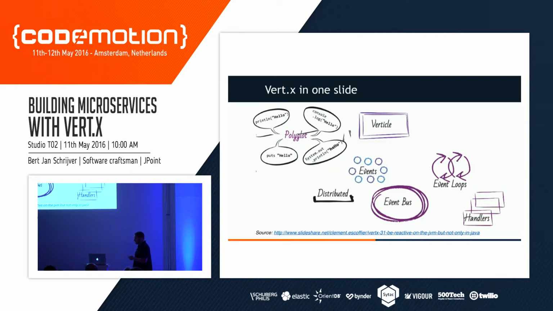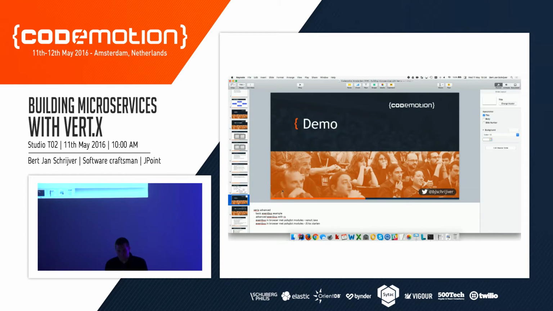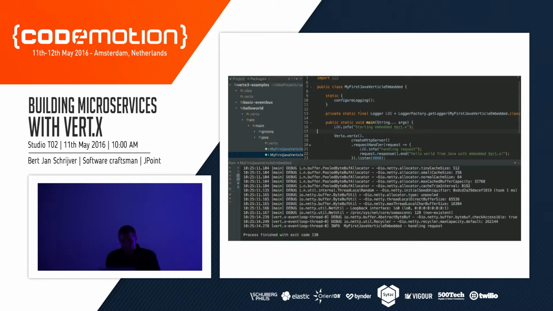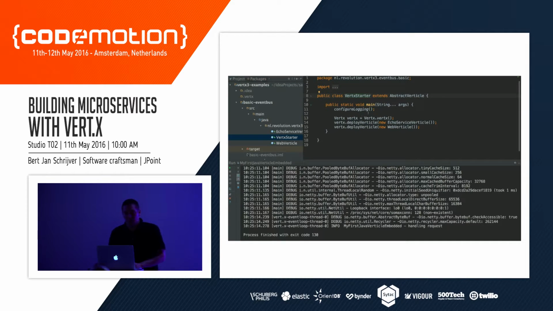So it's time for the next demo. And in this demo, I'll dive a bit deeper into Vert.x by showing you how the Vert.x event bus works. All right, so let's start with a basic example. I have a Vert.x starter, which is just a main method starting embedded Vert.x. And this will deploy two verticals using the Vert.x API. It will deploy an echo service and deploy the web vertical.